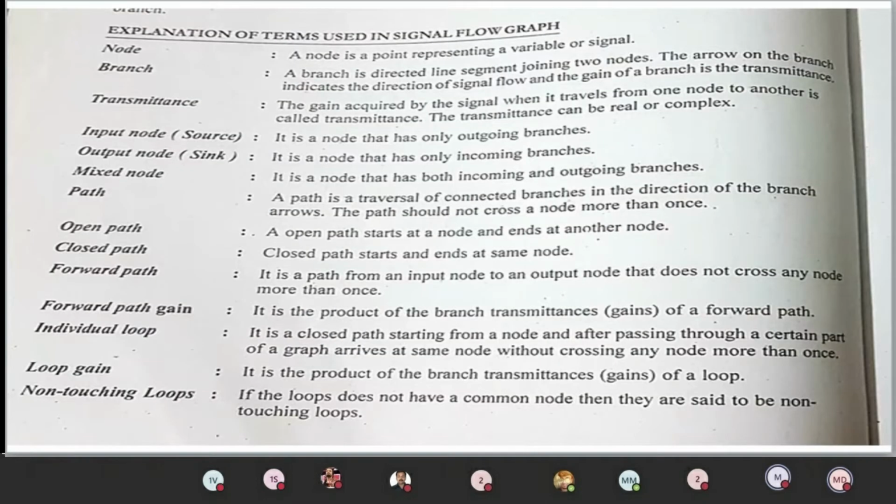Now let us see the different terms used in a signal flow graph and the importance of each term. Kindly notice that understanding the terms is very important, similar to cascade, parallel and feedback, whether it is positive or negative feedback. All these terms will come here also, but in a graphical method.